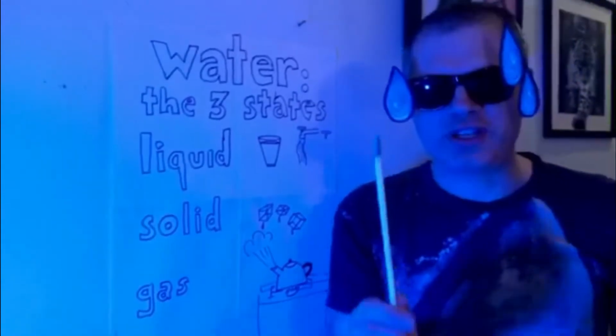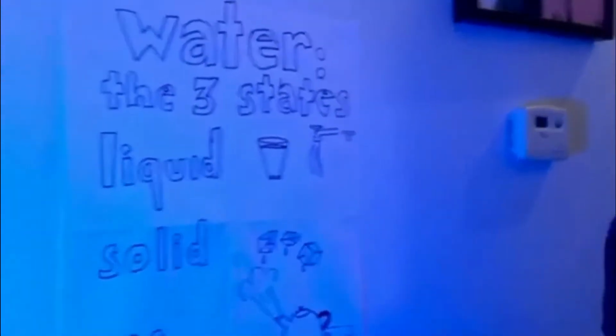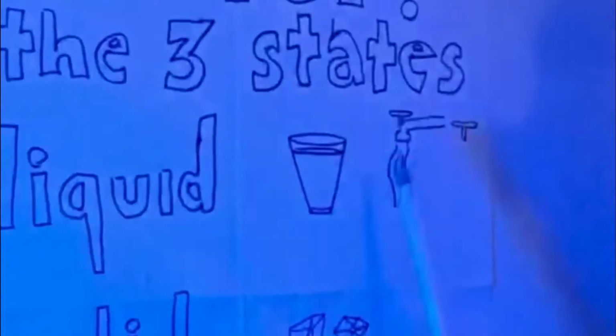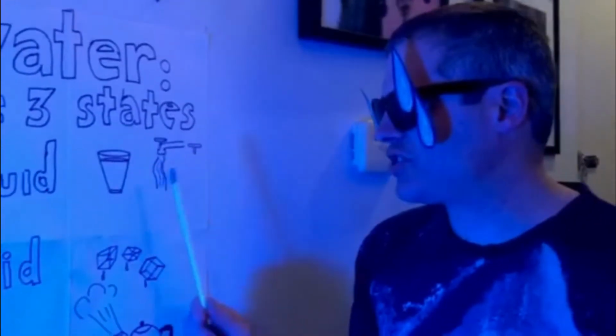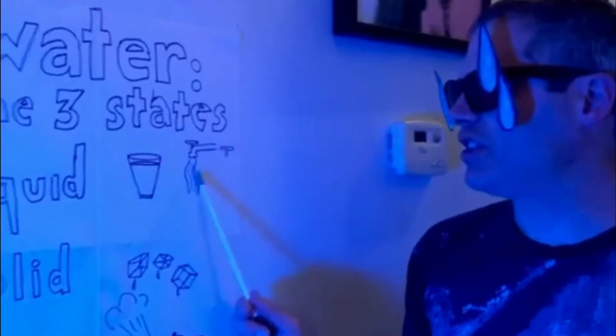Do you know the 3 states of water? The 3 states that water can exist in. First of all, we've got the liquid. The way it comes out of the faucet, when you turn on the faucet to get a drink of water, you wash the dishes or you take a bath, that's the liquid water.